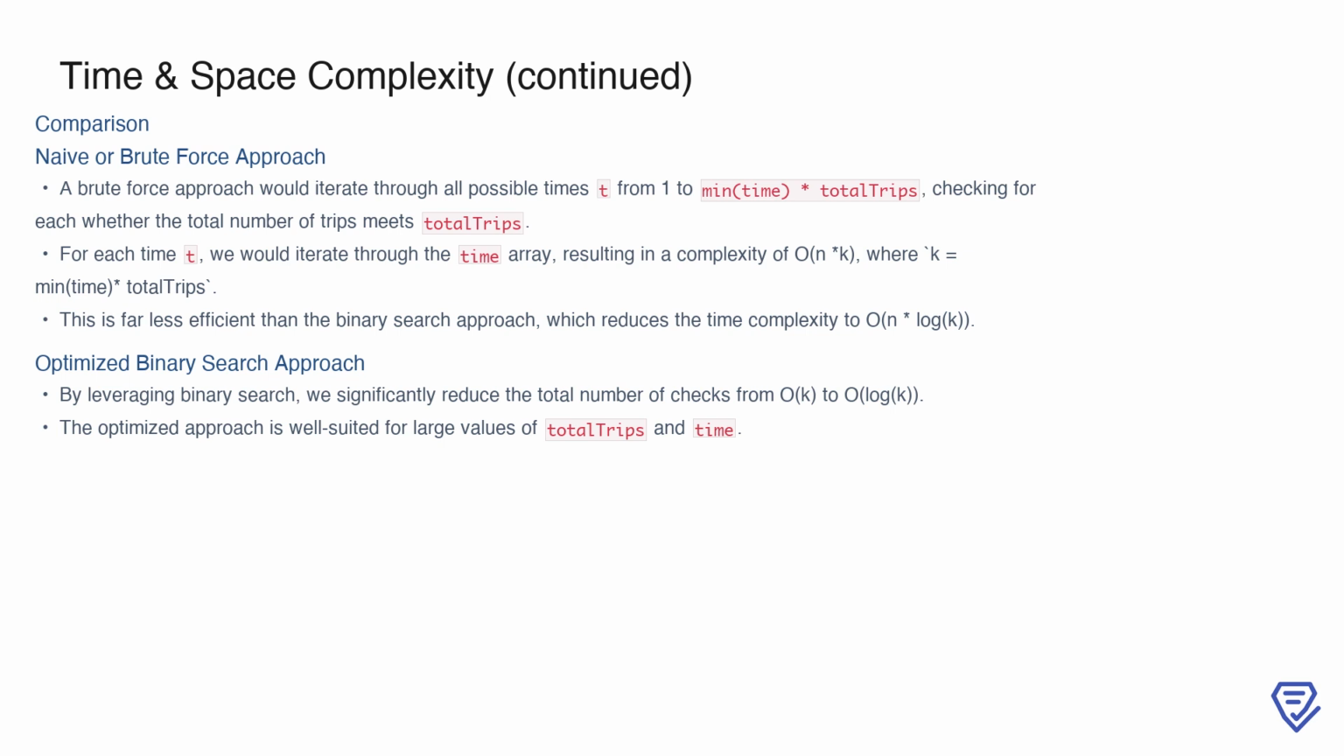On the other hand, the optimized approach uses binary search to reduce the number of times checked from O(k) to O(log k). By significantly narrowing down the search space, the binary search approach achieves an overall time complexity of O(n * log k), making it far more suitable for scenarios with large values of total trips and time. This demonstrates how binary search can transform a computationally expensive problem into a manageable one.